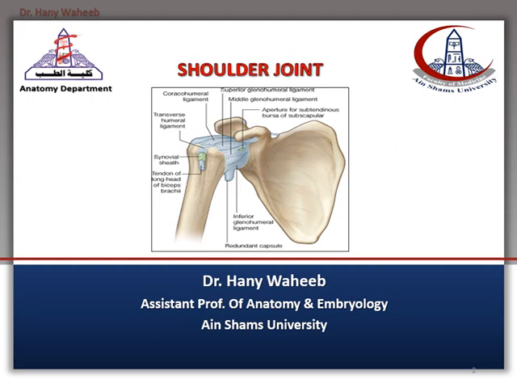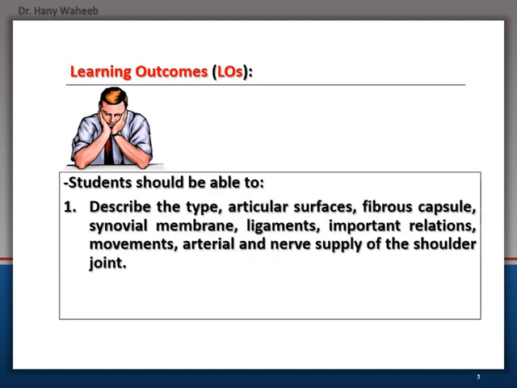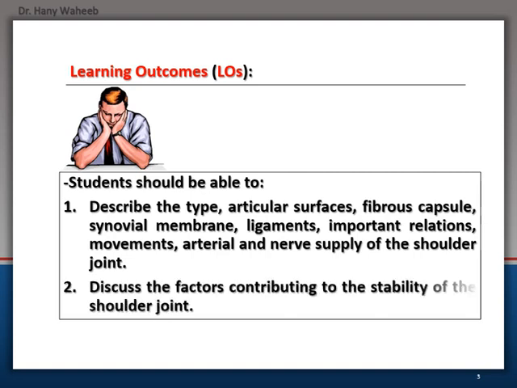The shoulder joint. Learning outcomes. Students should be able to: 1. Describe the type, articular surfaces, fibrous capsule, synovial membrane, ligaments, important relations, movements, arterial and nerve supply of the shoulder joint. 2. Discuss the factors contributing to the stability of the shoulder joint.